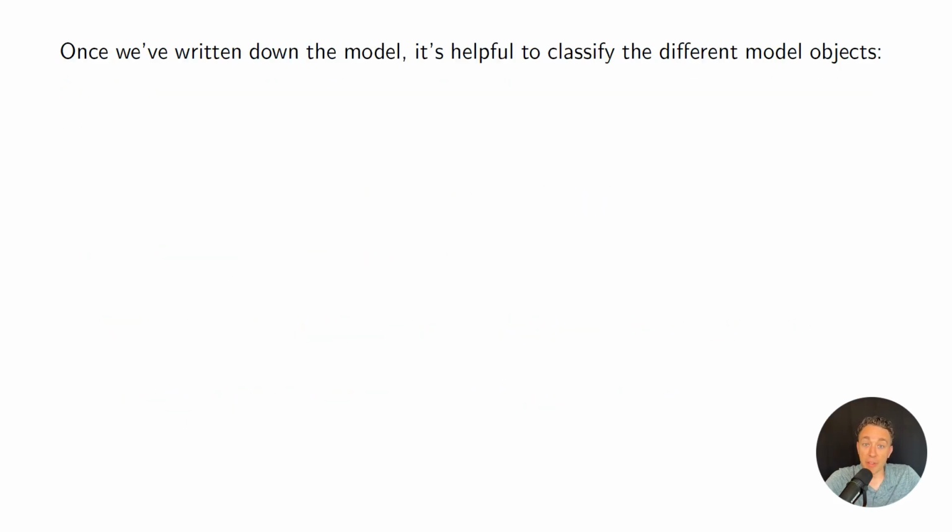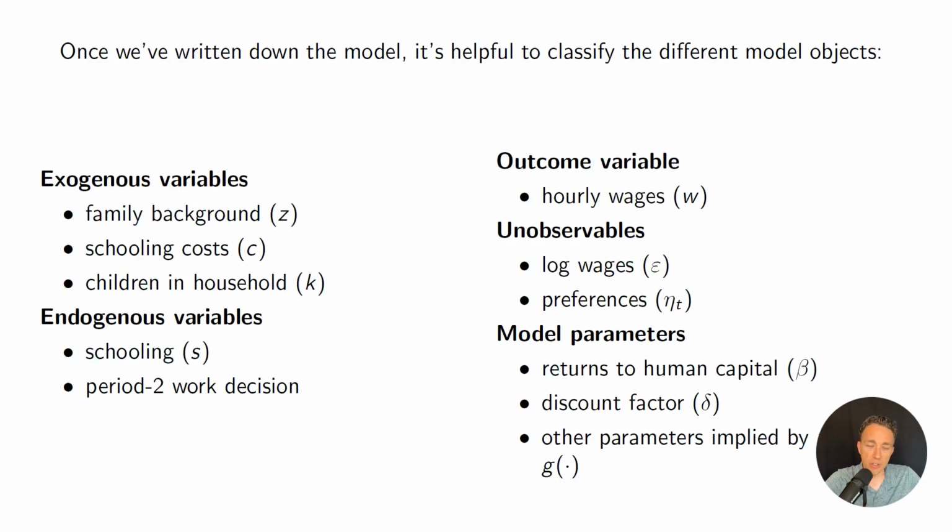Now that we've written down the model and we know what the model entails, it can be helpful to classify the different components of the model into a common taxonomy, because that can help us think through what we need to be able to find data on and what we need to keep as an unobservable in the econometric framework. So roughly speaking, we've introduced all these different objects, and how do they all fit together? Our model is treating as exogenous the family background, the schooling costs, and how many kids are in the household. What are the endogenous variables? Well, schooling is endogenous because that's something that the individual can choose, as well as the period 2 work decision.